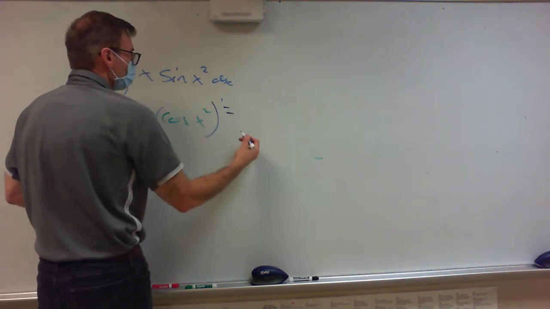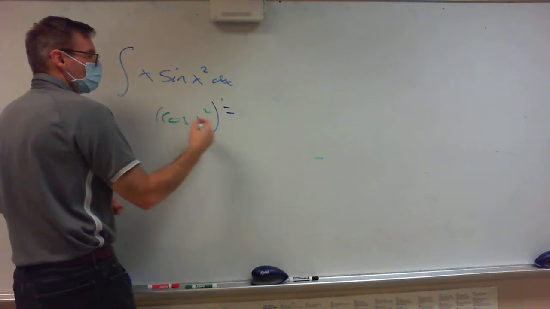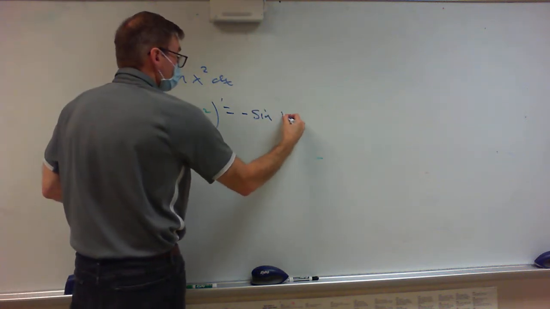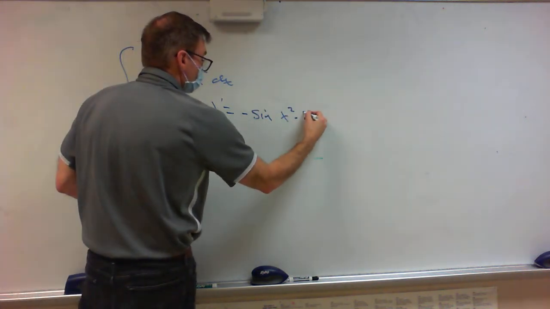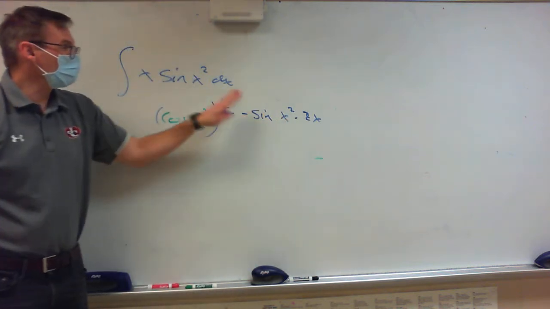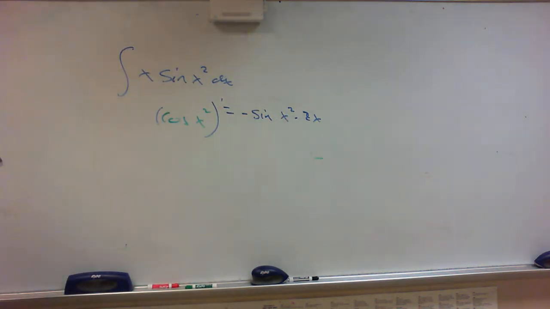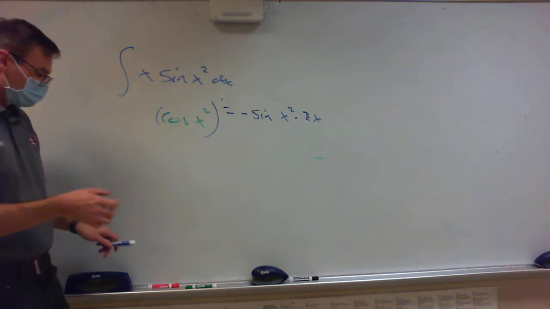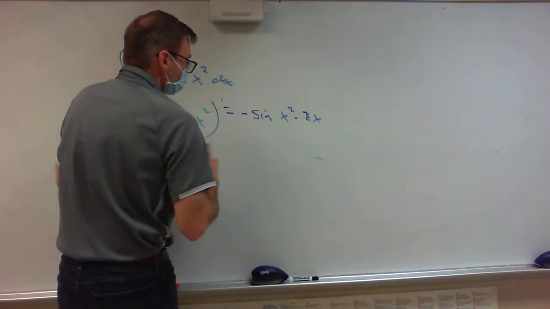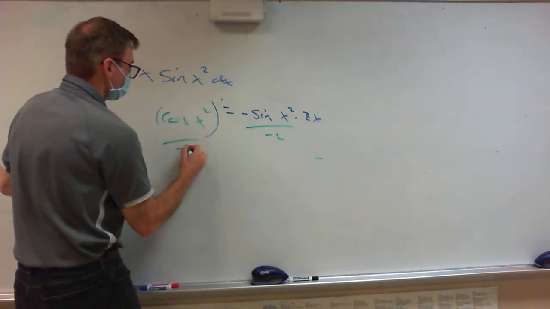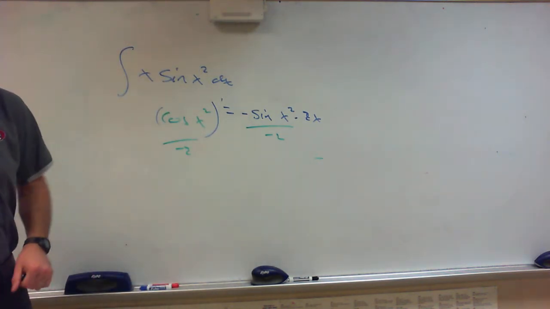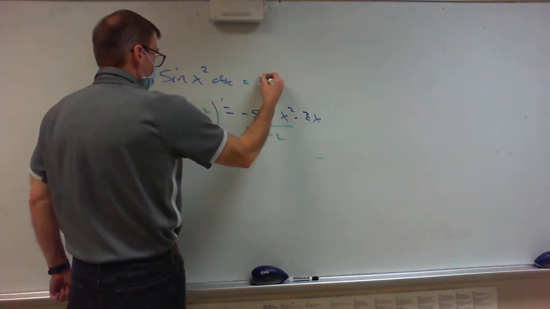And so when I take the derivative, let's see, the derivative of cosine is going to give me negative sine of stuff times the derivative of stuff. Now when I compare this to this, what am I off by? Negative 2. Does everybody see I'm off by negative 2? Since I'm off by negative 2, I'm going to divide this by negative 2. So when I write my answer, this is going to give me negative.